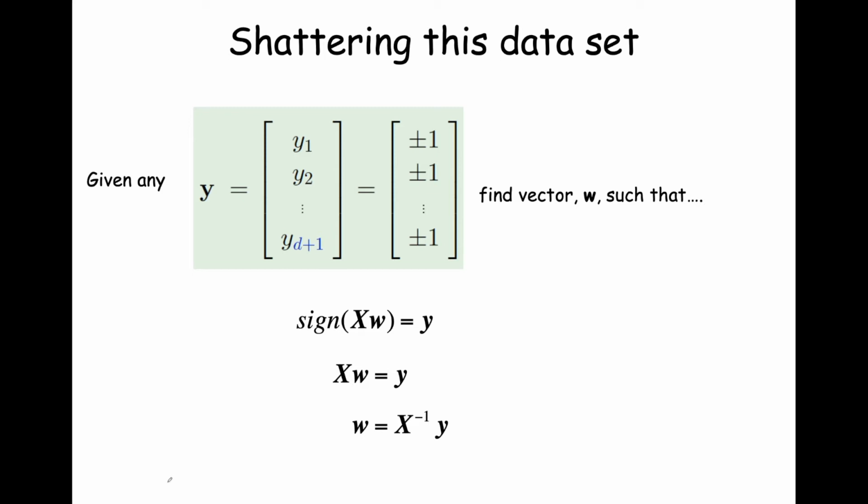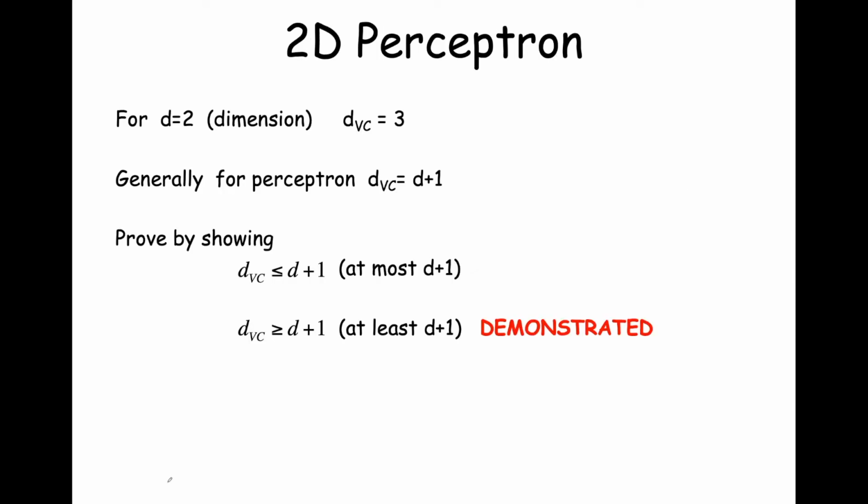But we also noted the fact that our design matrix can be square, but it can also be rectangular. As a rectangular matrix, it might not have an inverse, but it can have a left inverse. And if it has a left inverse, that means we can get a solution for this w. This design matrix in that case will have more than d plus 1 rows and d plus 1 columns. And so this demonstrated that d_VC, the VC dimension, is at least, or greater than or equal to, d plus 1, where d is the dimensionality.